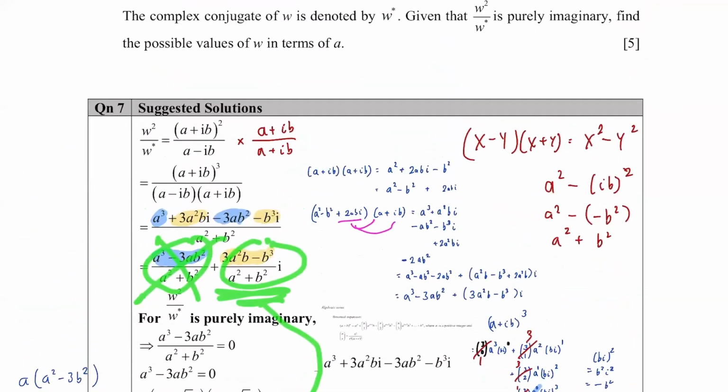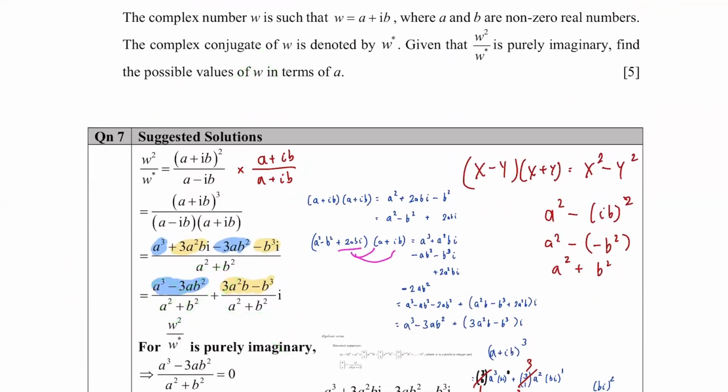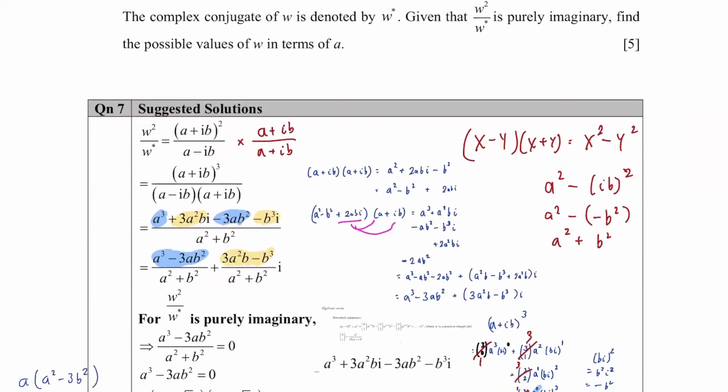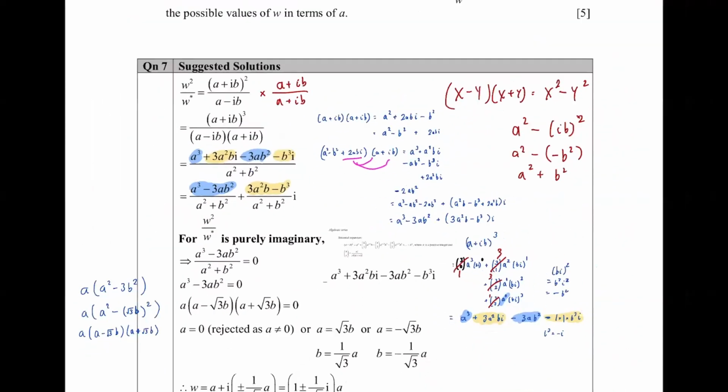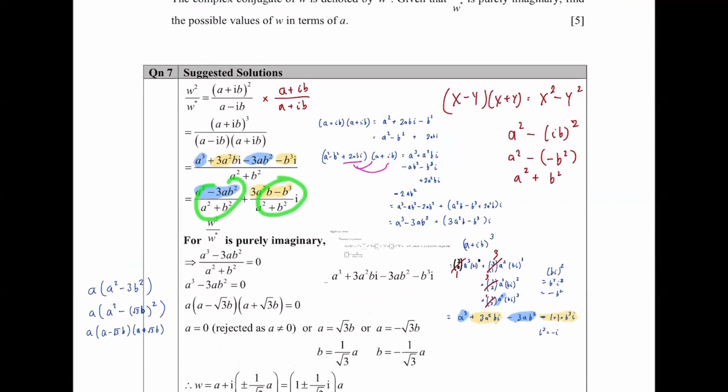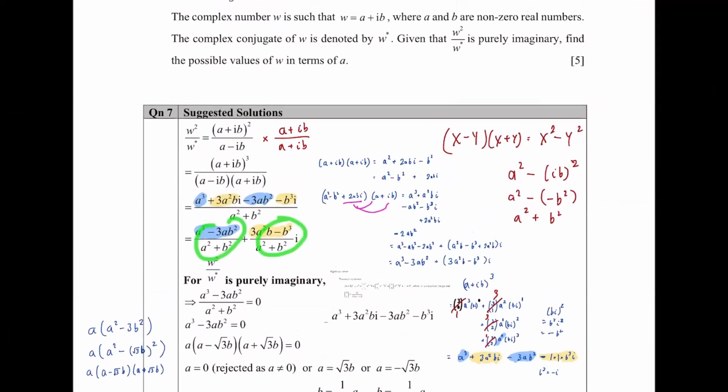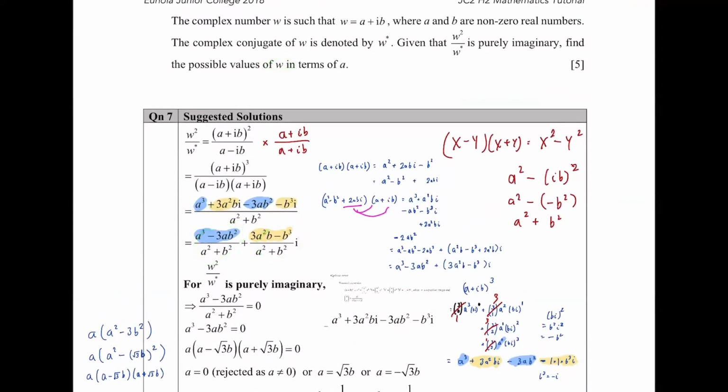Sorry. Can I try again? So we don't talk about the ignoring part. Sorry, I thought they were asking for w square over w star. No, they're asking for w. I read the question wrongly. It should actually be w equal a plus ib. Then you want to solve it in terms of a. So we need to get rid of the b. Substitute the b with something in terms of a. Does that make sense?